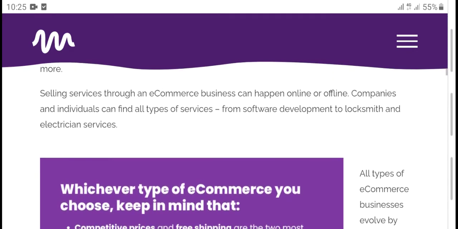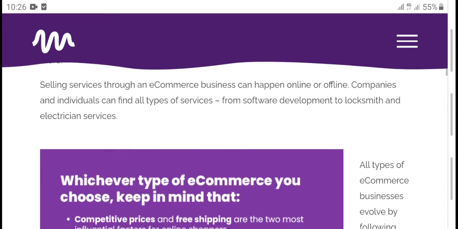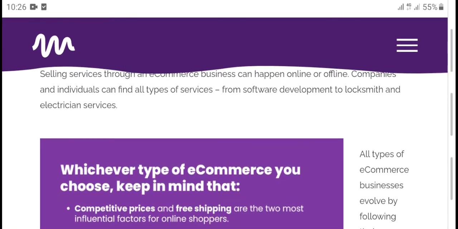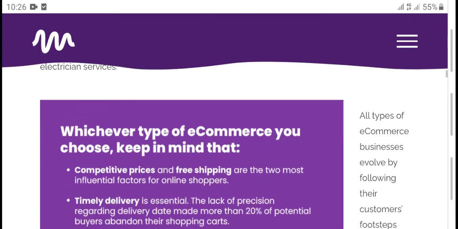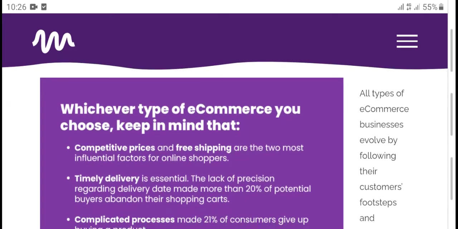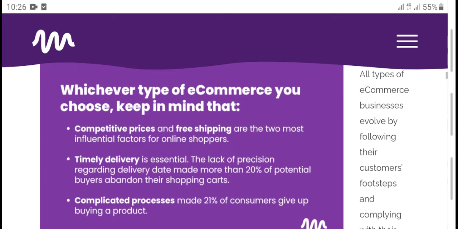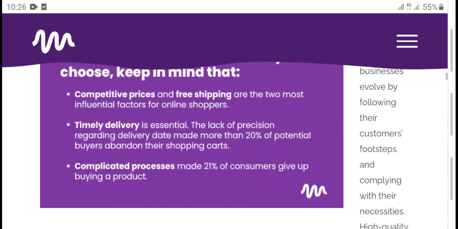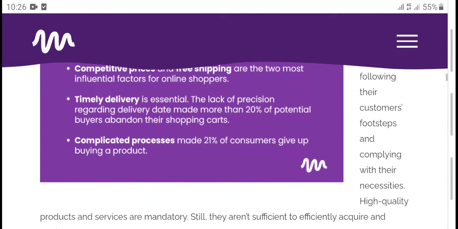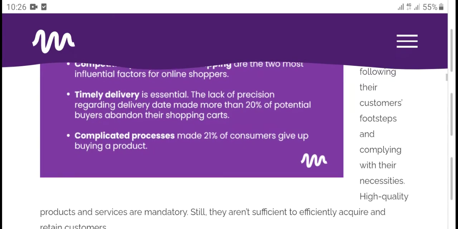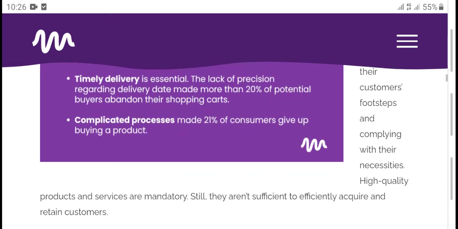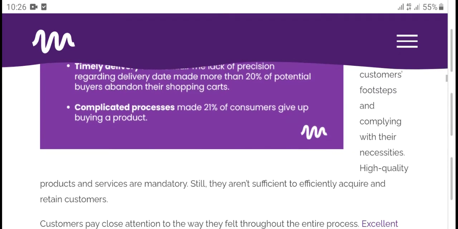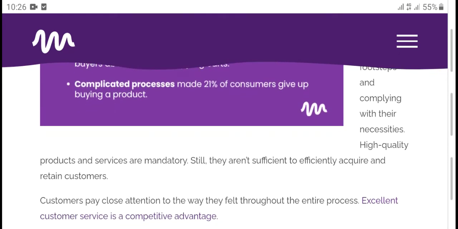Selling services is another way e-commerce businesses can operate, online or offline. Companies and individuals can offer types of service such as software development and electric services. Which type of e-commerce you choose, keep in mind that complete price and free shipping are the two most influential factors for online shoppers. Delivery time and tax risk matter too, and delivery data showed that more than 20% of buyers abandoned their shopping carts because the checkout process took too long.